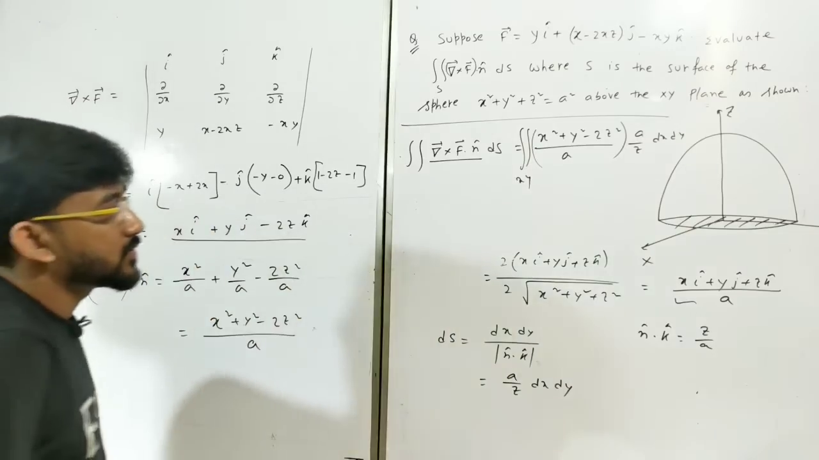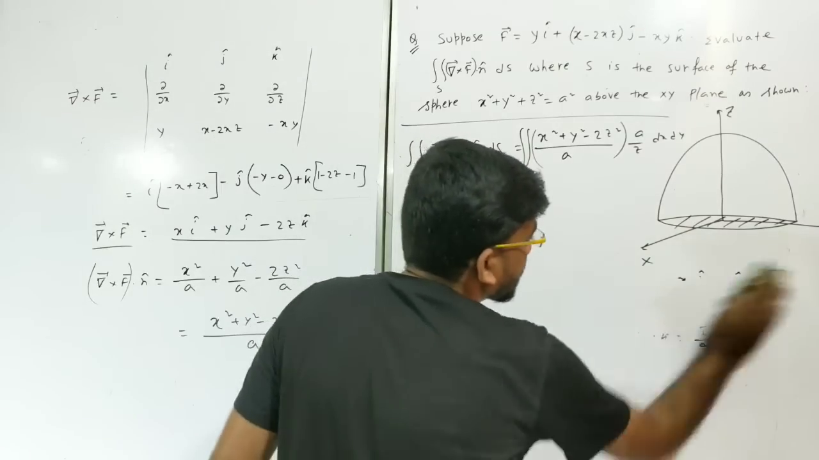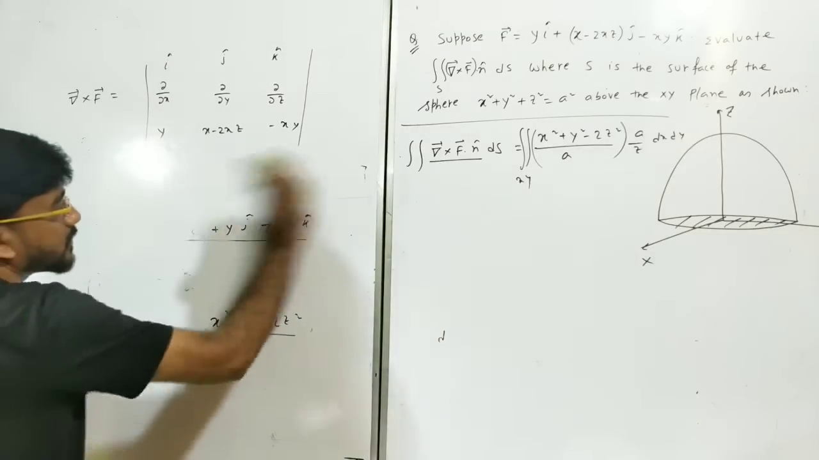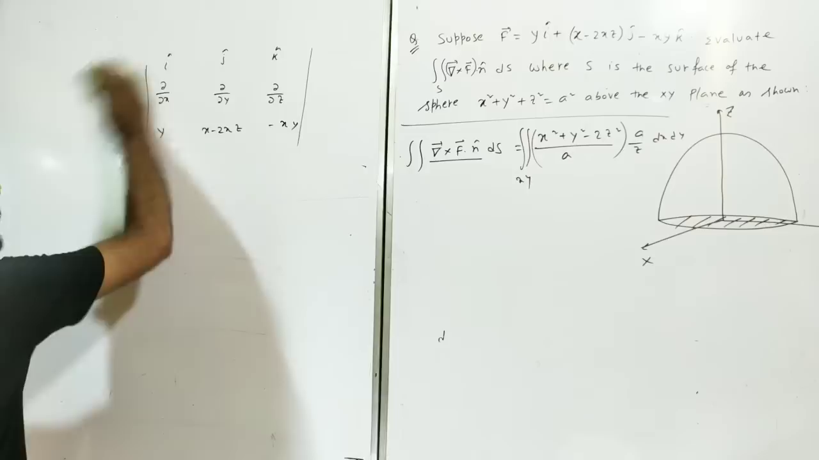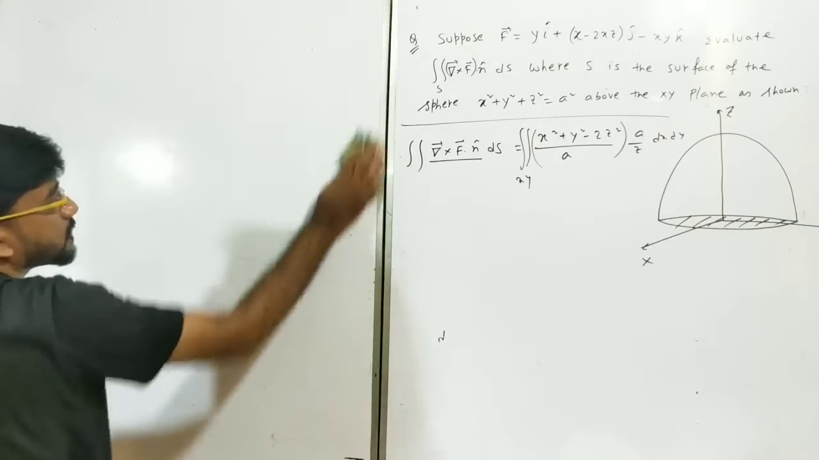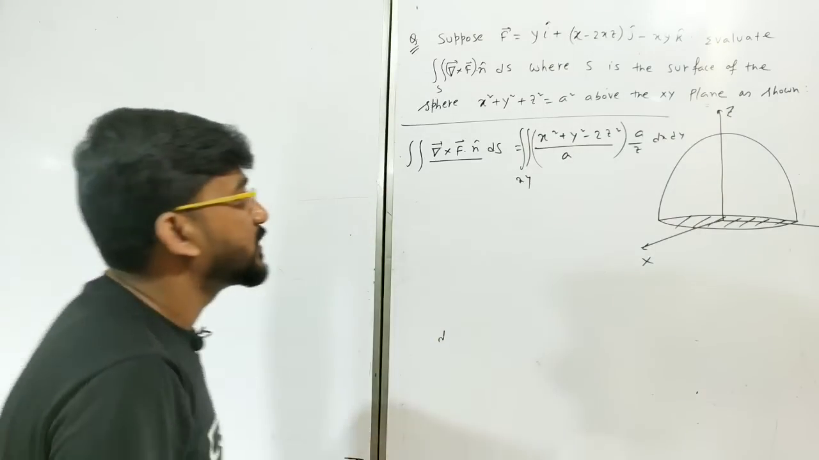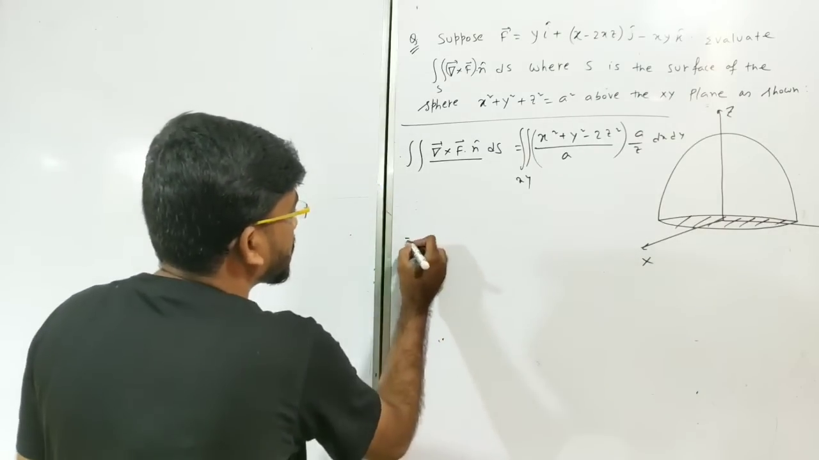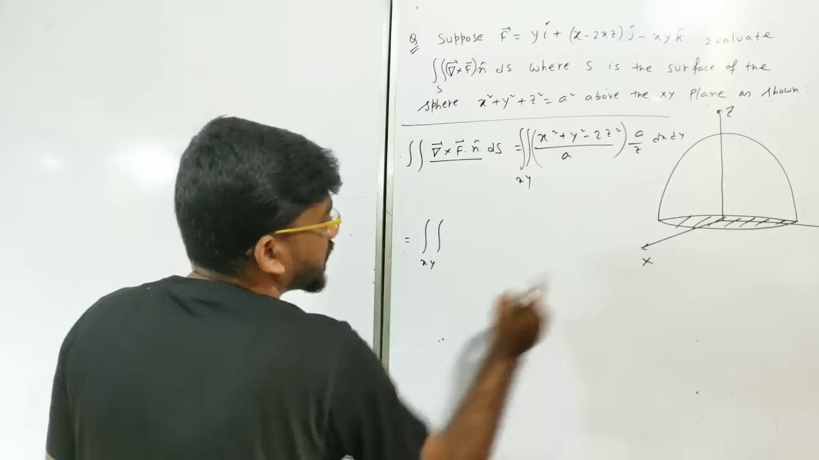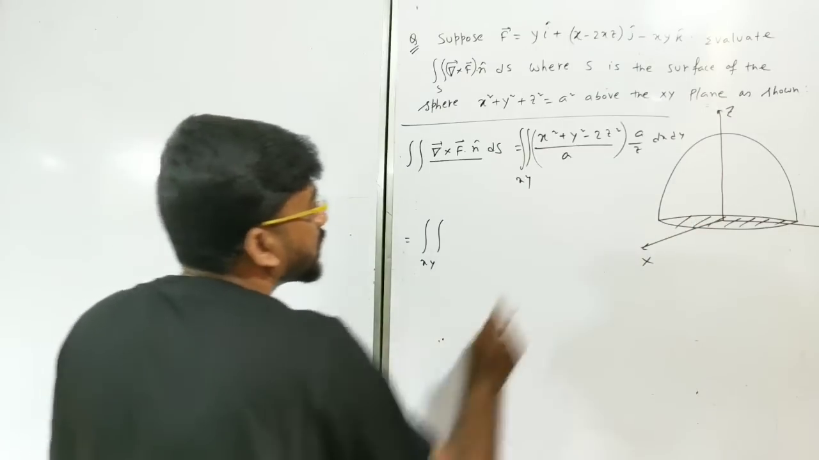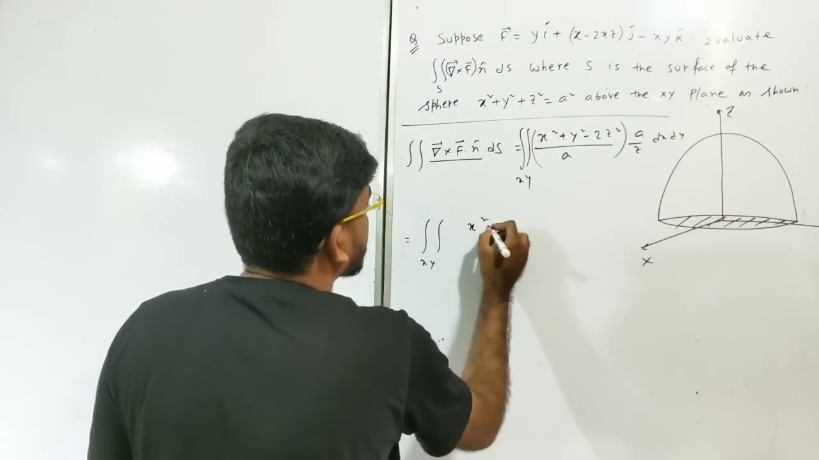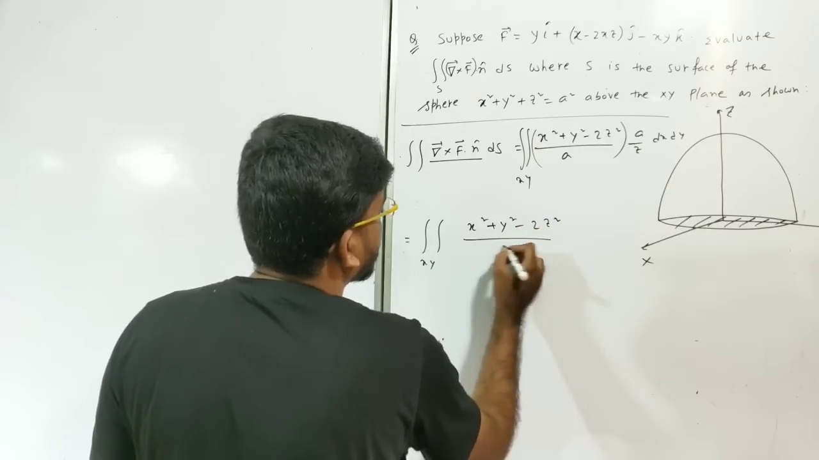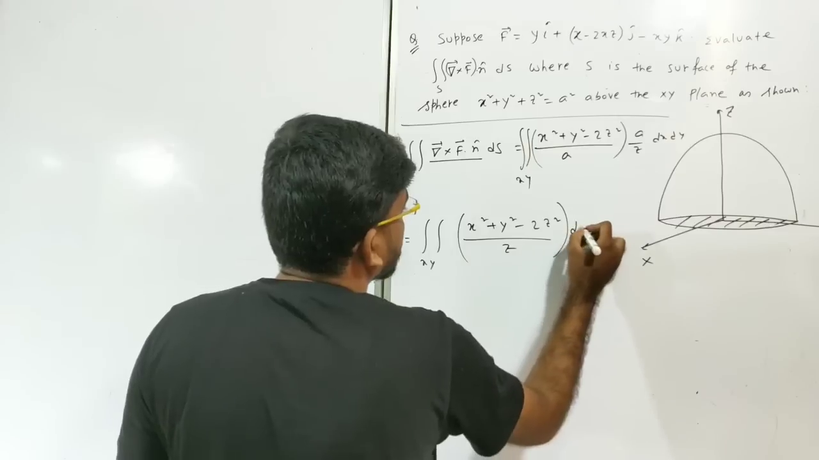Now let me simplify this. We have to solve this integration. It will be a surface integration, and the region is the xy plane. So this a will be cancelled out, so it will be just x square plus y square minus 2z square divided by z into dx dy.